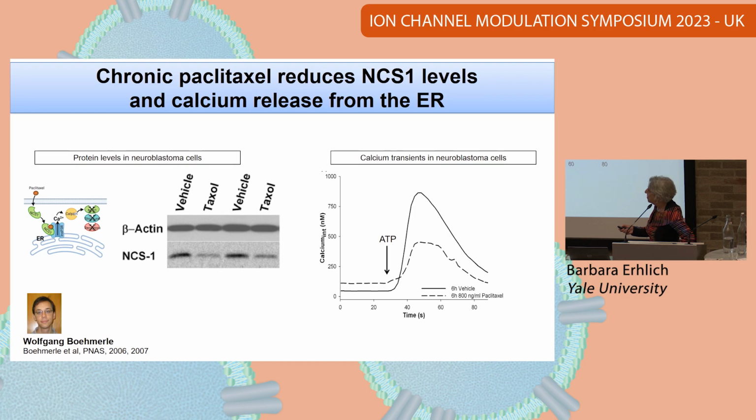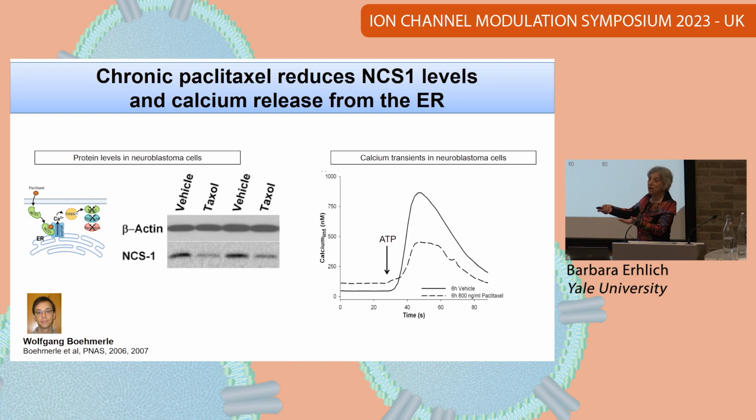What do we think is happening? So we think that paclitaxel is binding to NCS1. The combination then binds to the IP3 receptor, getting a dump of calcium from the endoplasmic reticulum through the IP3 receptor, turning on calpain, which is a calcium-activated protease, and then you chew up a bunch of things, among them NCS1. And here, this is a Western blot, there's a vehicle, and then we lose most of the NCS1 with Taxol.